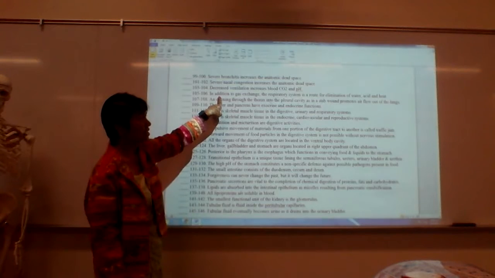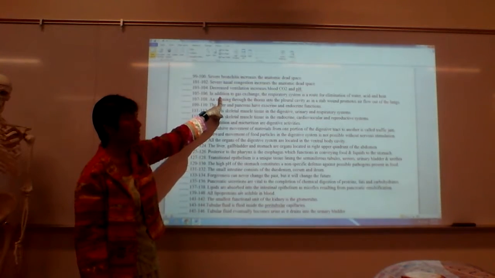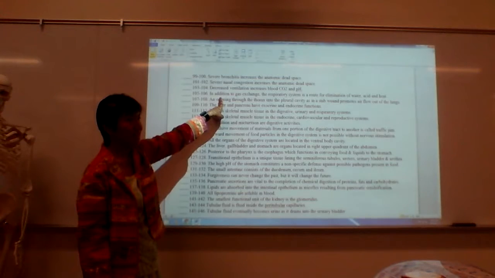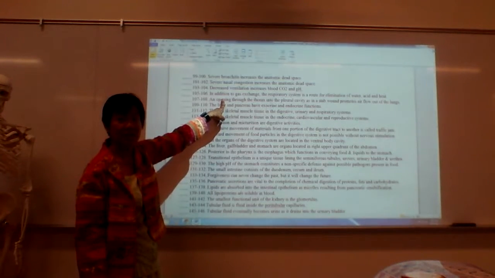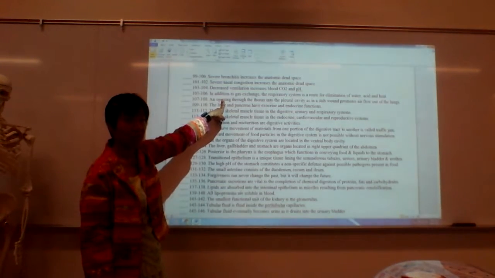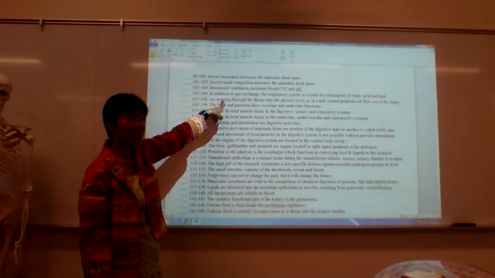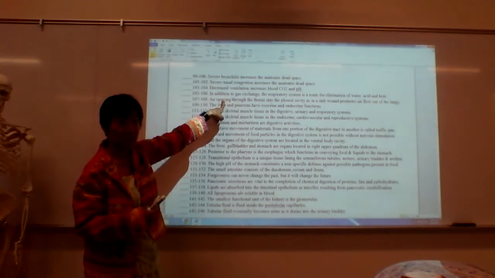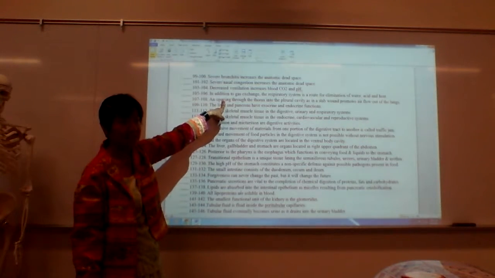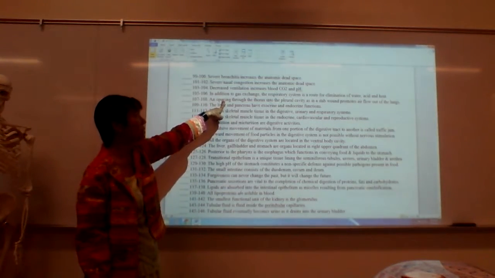In addition to gas exchange, the respiratory system allows for elimination of water, acid, and heat. That's true. It's the acid: carbon dioxide releases acid. If you keep the carbon dioxide in your body, it combines with water and promotes acidosis. That's why this is for ABG balance, right? The lungs compensate for metabolic problems, and the kidneys compensate for respiratory problems.